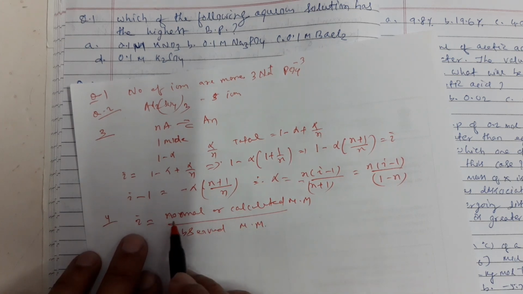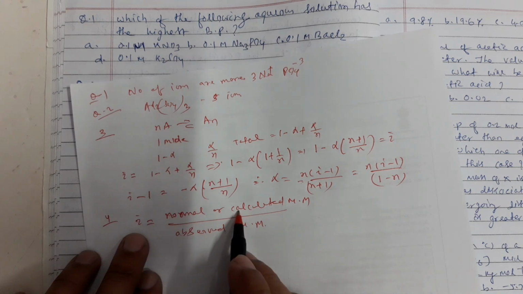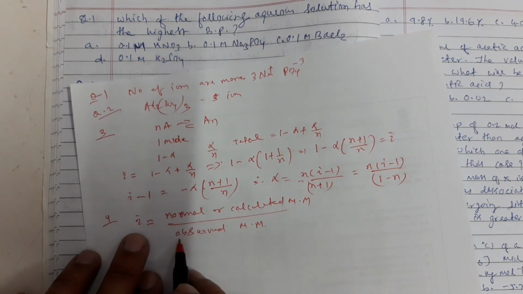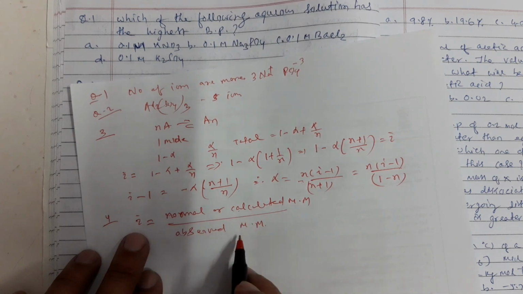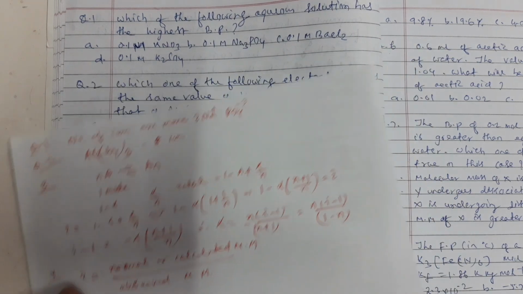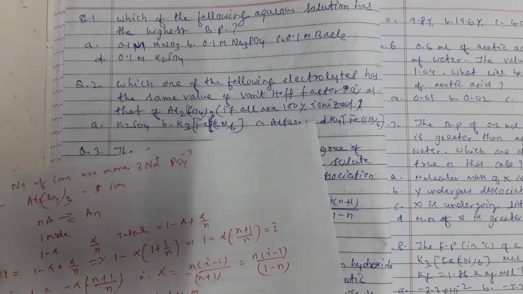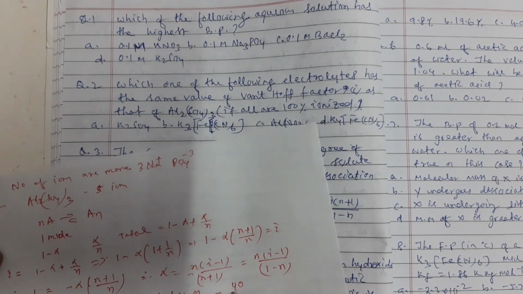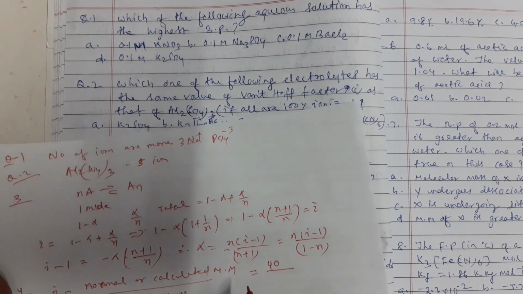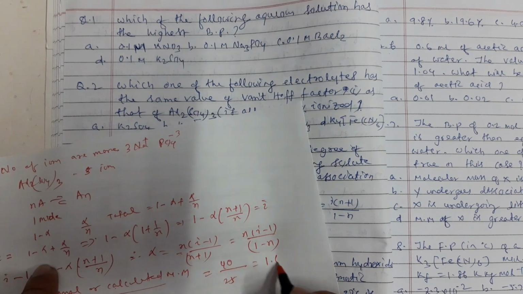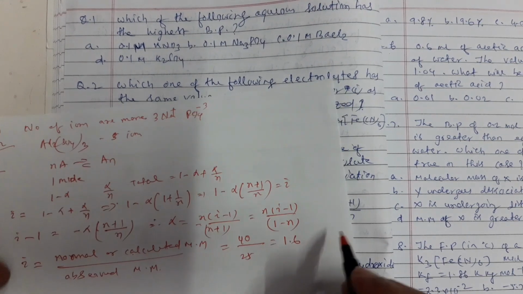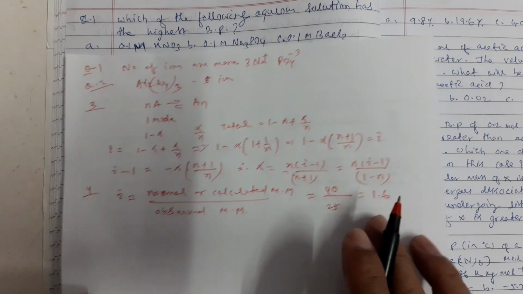How can you remember? See, first N is coming in the alphabetical order, or C is coming, then after this O is coming. So the Van't Hoff factor is normal or calculated divided by observed. For sodium hydroxide, the normal molecular mass is 40, and the observed is 25 gram per mole. So 40 divided by 25 gives you the answer 1.6. The Van't Hoff factor is 1.6.